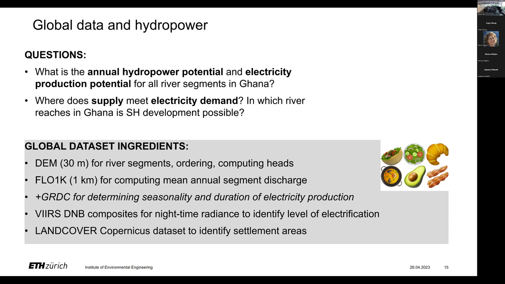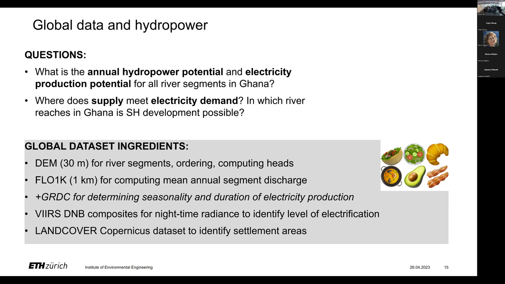The ingredients: we're going to use a global DEM, we're going to use this global mean annual runoff data set, we'll use day-night band composite from satellite for identifying settlements, we'll use land cover Copernicus data sets. These are the ingredients in our dish. We'll also use, in italics, the Global Runoff Data Centre data set to verify whether the discharge produced by the model is correct.